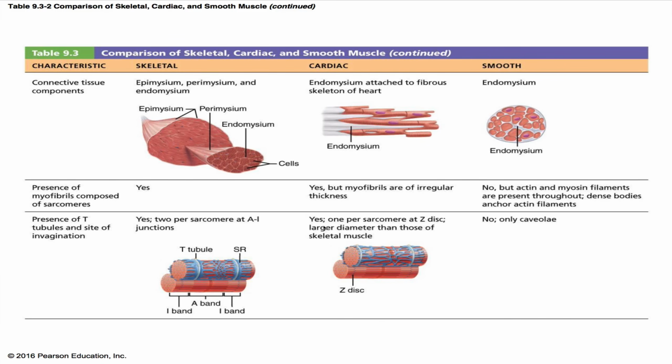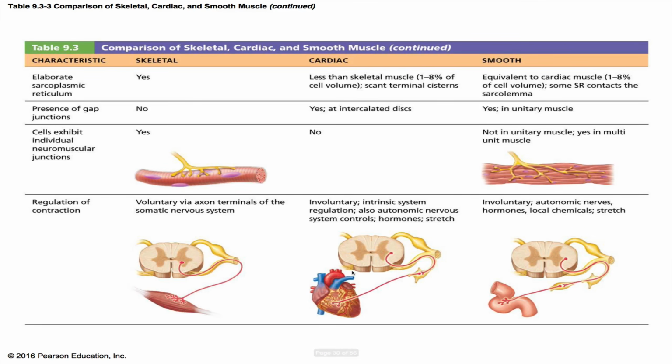Now in cardiac muscle, you have T-tubules present. You have 1 per sarcomere at the Z-disc. Also, they're of larger diameter than those of skeletal muscle. This further goes, and now let's see, we're going to be talking about, again, the 3 different types of muscles.